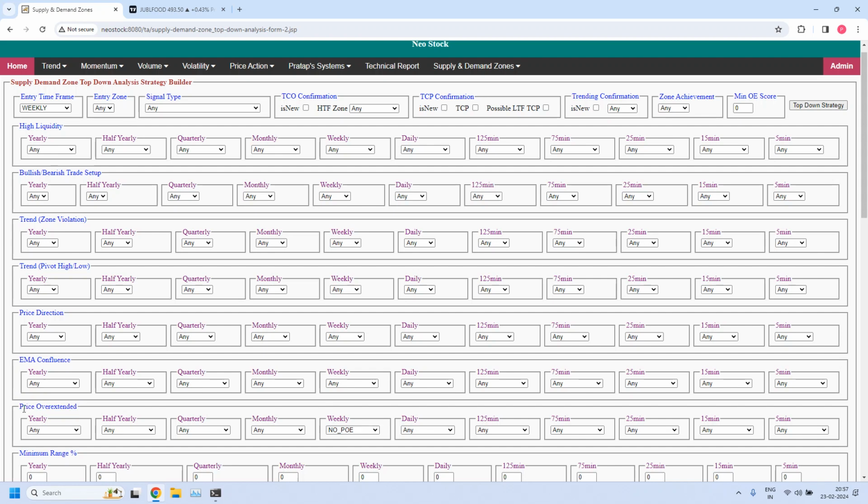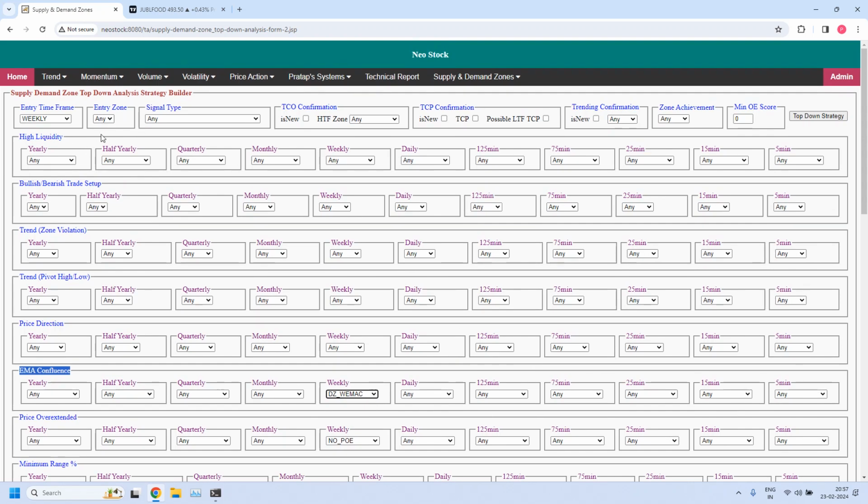So, above the price overextension, we have a parameter EMA Confluence. In that you set weekly EMA Confluence. Demand zone should have weekly EMA Confluence. And these conditions should be applied for the demand zone. Entry zone should be demand zone. And more importantly, the trend should be uptrend. Zone violation trend, weekly time frame, I am setting uptrend. Now let us check the stocks.